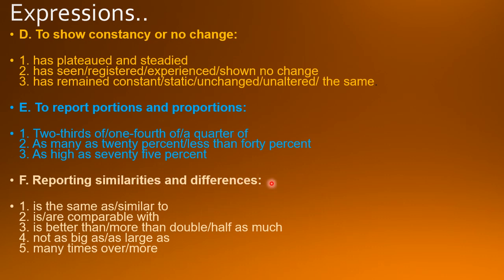Next, reporting similarities and differences. While comparing two charts, you can report similarities and differences. For that, you can use expressions like is the same as, or similar to, or comparable with, or is better than, or more than double, or half as much, or not as big as, or as large as, or many times over or more. You can use these expressions for comparing two pie charts or two bar graphs, in your data interpretation.